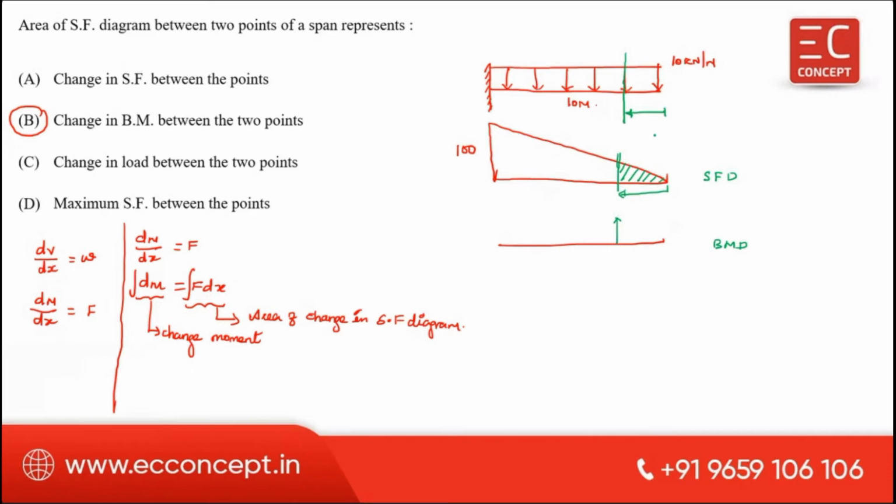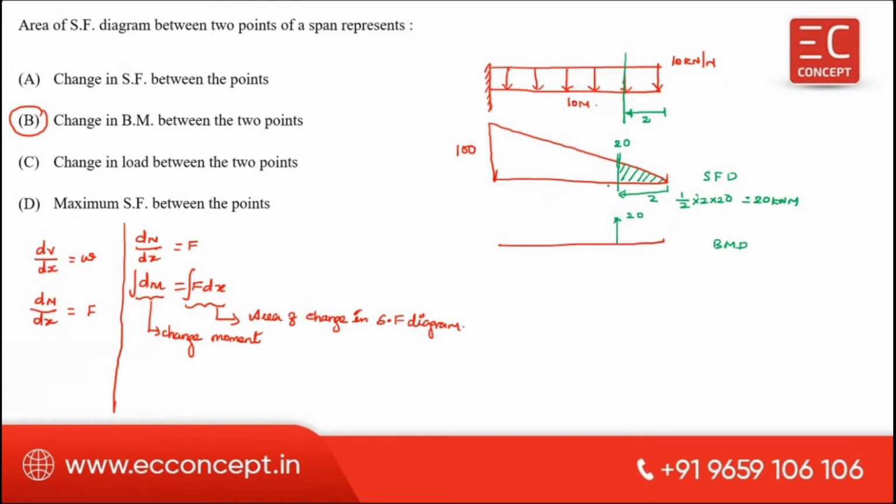So now area between these two is what? You can calculate this ordinate. This is 2 meter, right? Therefore 10 into 2, 20. Now what is the area? We can write this as 1 by 2 into 2 into 20, which is equal to 20 kilonewton meter. Therefore, this area gives the bending moment at this point, this is 20.